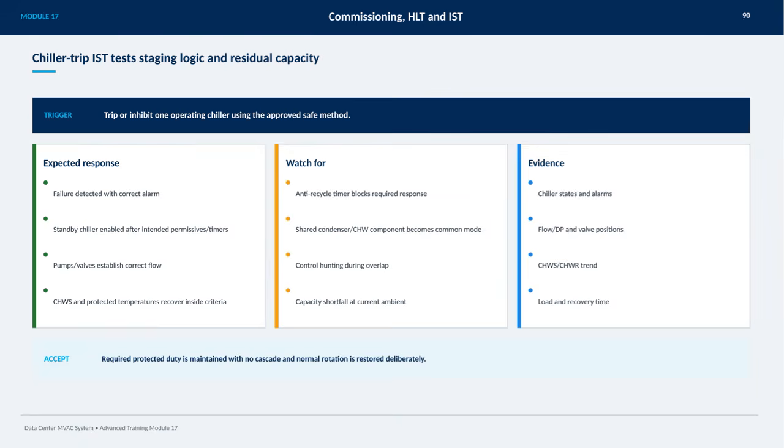Keep an eye out for issues like the anti-recycle timer blocking the required response, any shared condenser or chilled water components causing a common mode failure, control hunting during overlap, and potential capacity shortfalls under current ambient conditions. Evidence to monitor includes chiller states and alarms, flow and differential pressure readings, valve positions, the chilled water supply and return trends, as well as load and recovery time. The test is accepted only if the required protected duty is maintained without cascade and normal rotation is deliberately restored.